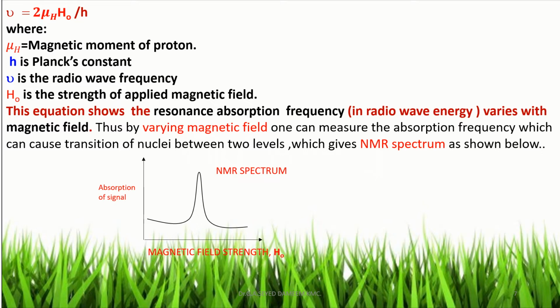Thus, by varying magnetic field strength, one can measure the absorption frequency nu, which can cause excitation of nuclei between two levels, that is from the lower level to the upper level, that is mI equal to plus half level to mI equal to minus half level, which gives the NMR spectrum as shown below. The NMR spectrum of a proton is given in this slide. These are the basics about the theory behind NMR spectroscopy.